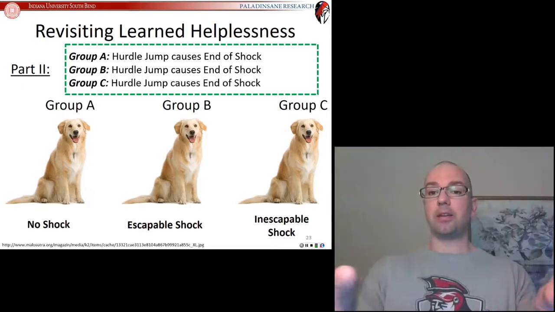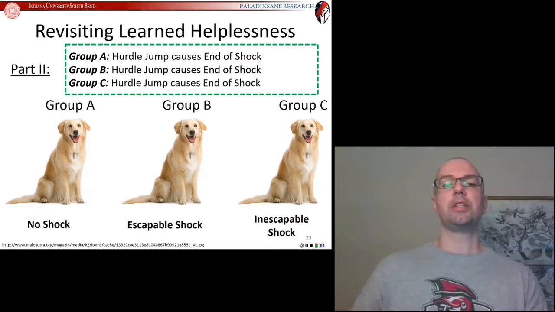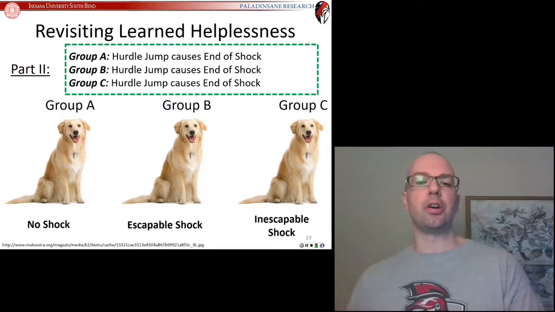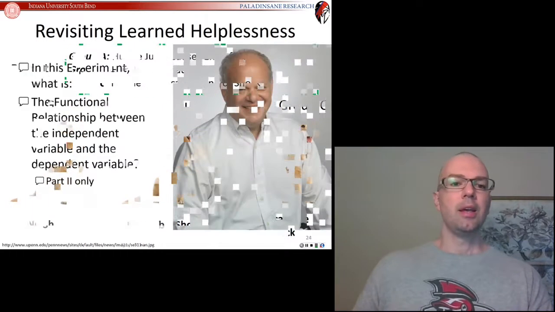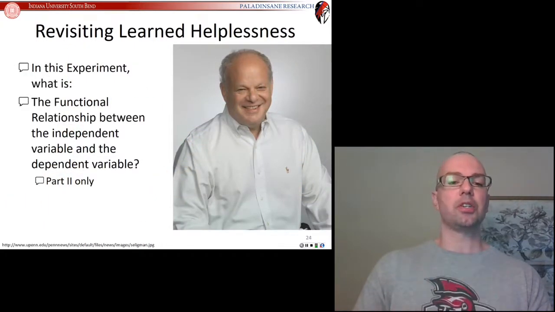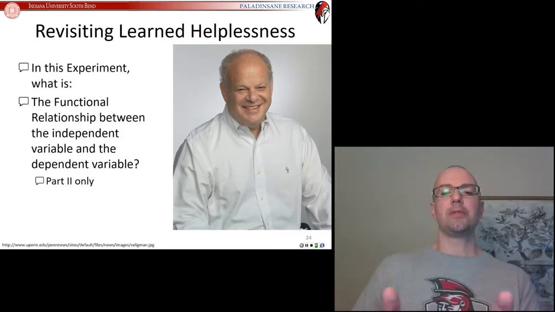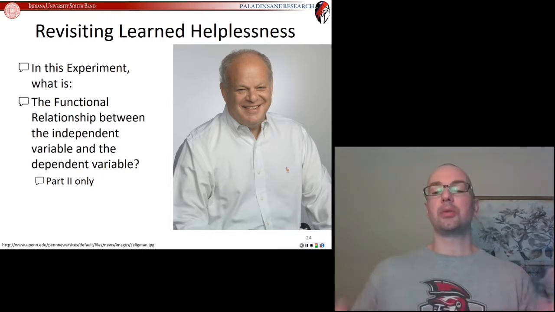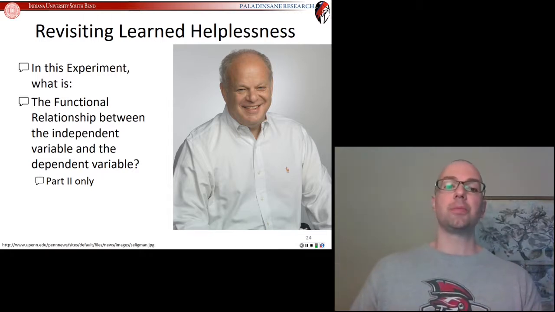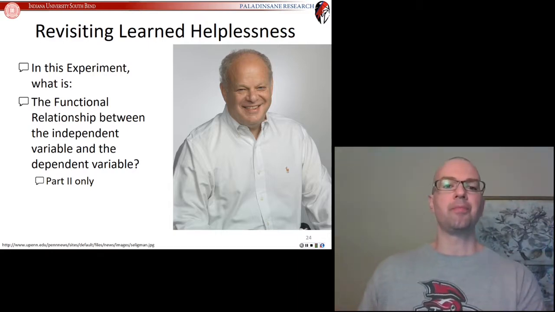And again, the interesting thing was in part 2, everybody was under the same contingency, but Group C could not learn that particular contingency. Their learning was impaired. All right, finally, in this experiment, what is the functional relationship between the independent variable and the dependent variable? And this is for part 2 only. So what was the functional relationship? Basically, what was the relationship that Seligman found between prior learning and subsequent learning.